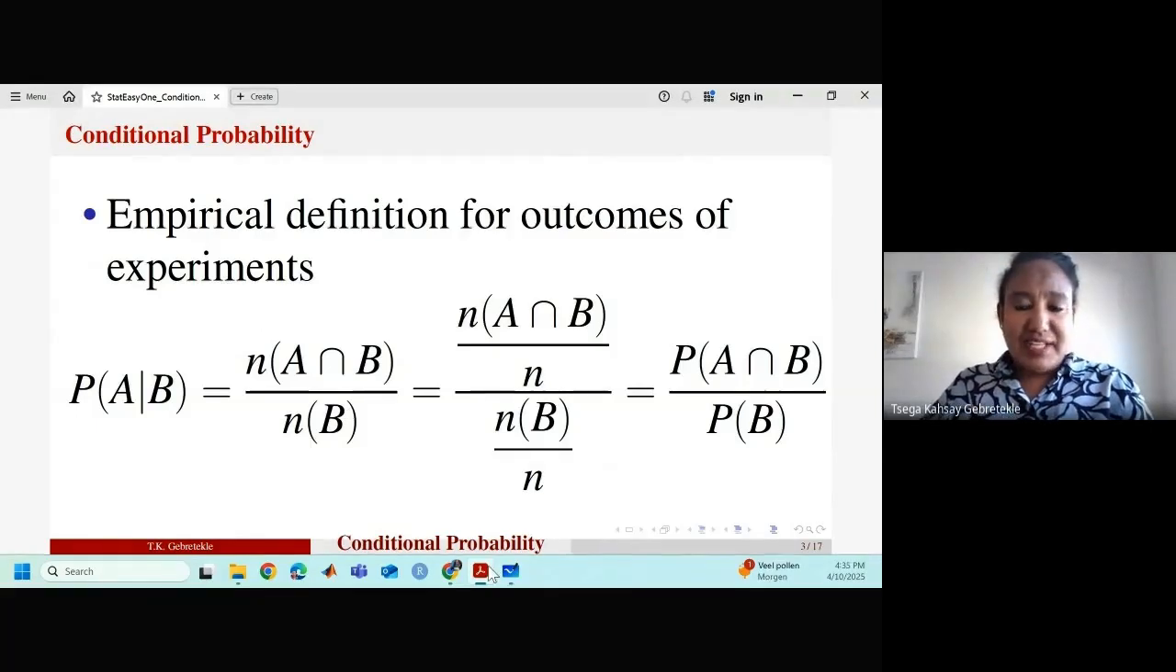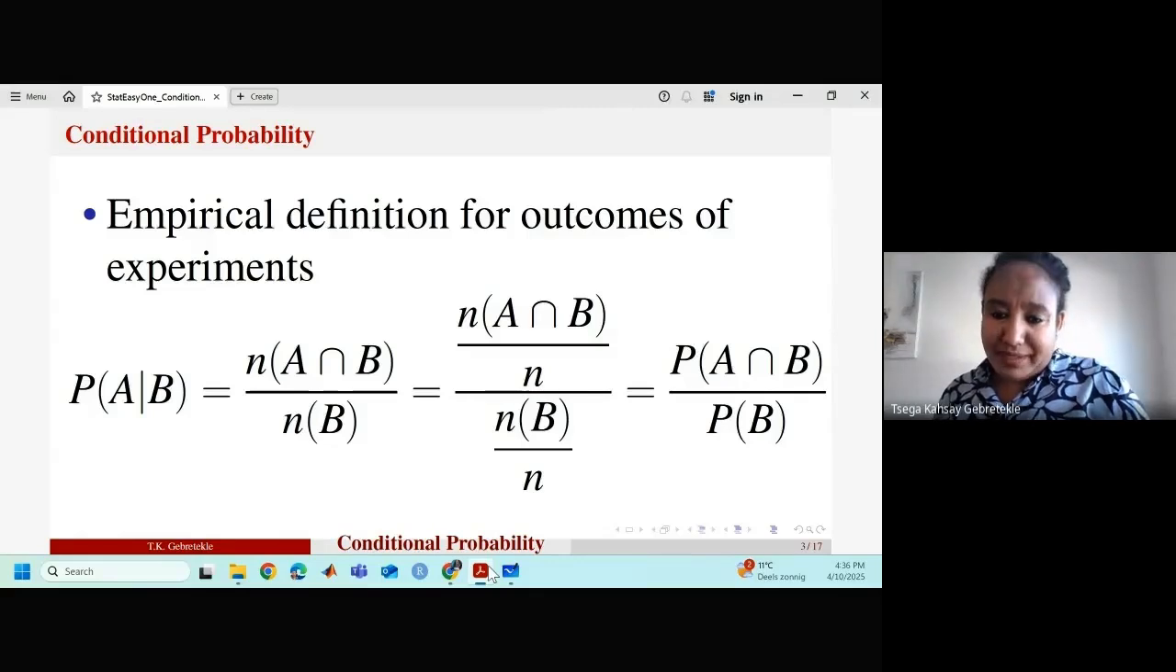In the next few minutes, we are going to see some examples of conditional probabilities. And we will also use R to calculate conditional probability. In this video, we will only see examples related to conditional probability. In the next video, we will see Bayes' theorem.